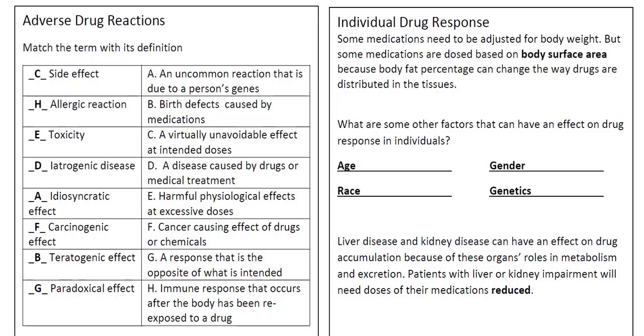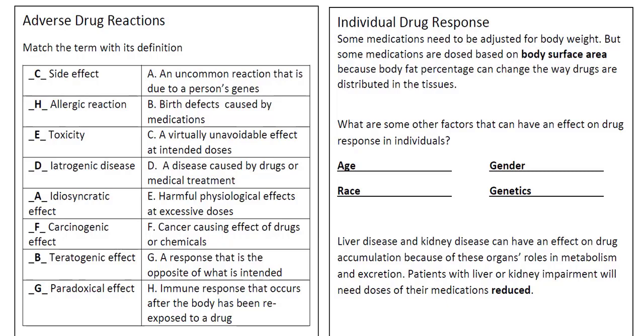Side effects are usually predictable, but an idiosyncratic effect is unpredictable. An idiosyncratic effect is an uncommon reaction that is due to a person's genetics. Two very specific types of effects are carcinogenic effects and teratogenic effects. Carcinogenic effects are cancer-causing effects of drugs or chemicals. Teratogenic effects refer to birth defects caused by medications.